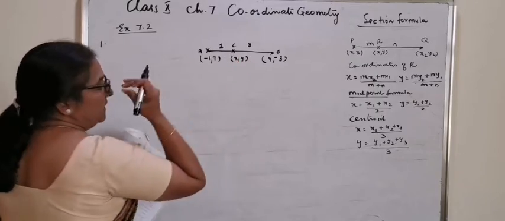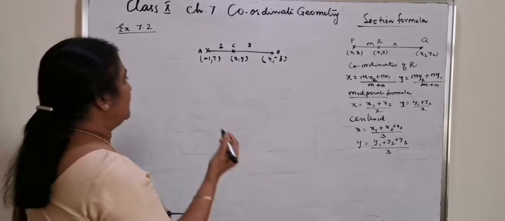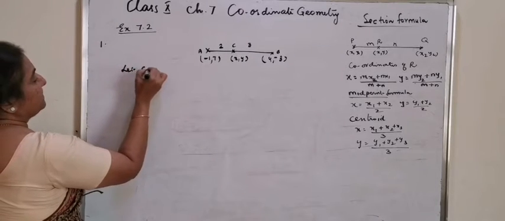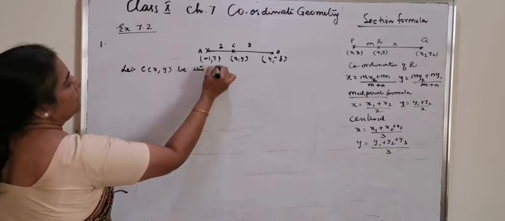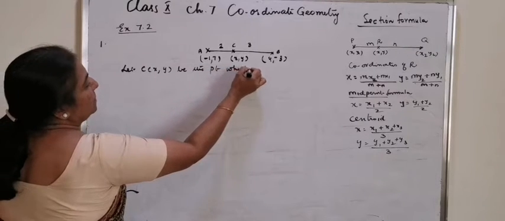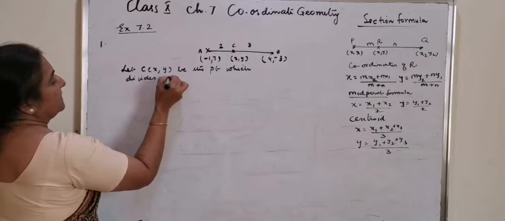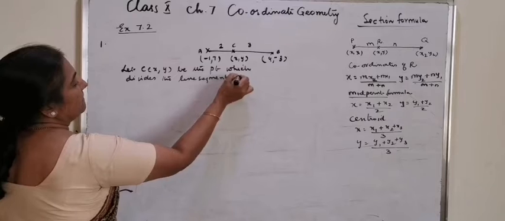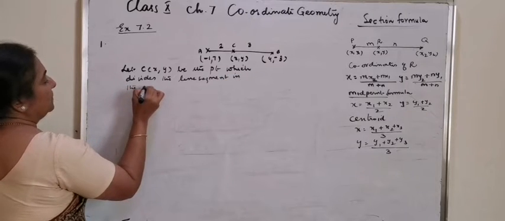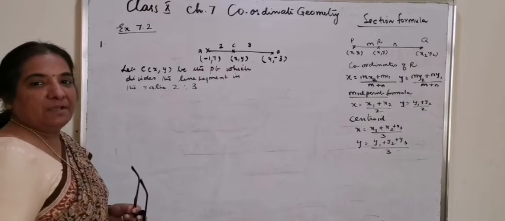So let the coordinates of the point C be (x, y). So we can give the introduction as: let C(x, y) be the point which divides the line segment in the ratio 2:3.